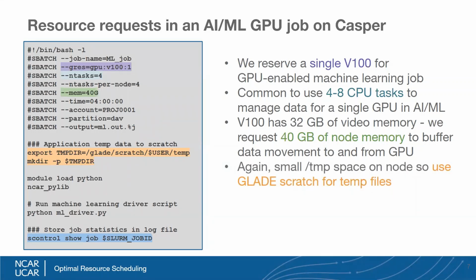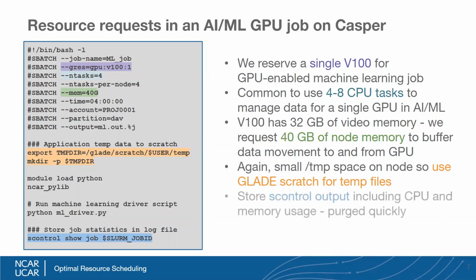And again, the temp space on the node can be small, so we suggest that you use Glade scratch for your temp files, regardless of which system you're running on. And here's the Slurm equivalent of storing my job output. Here I can use scontrol show job and give it the job ID. That variable and the PBS job ID variable are defined by the scheduler, so you don't need to define that. And that will include CPU and memory usage output from Slurm.